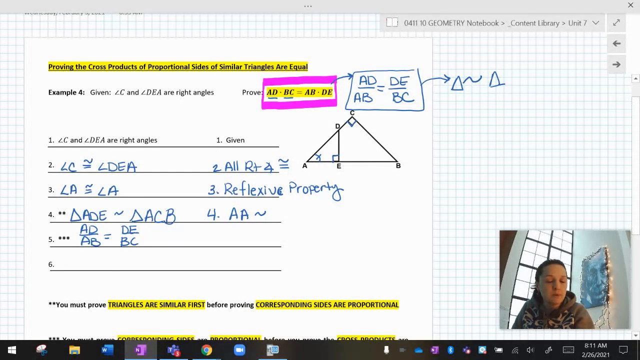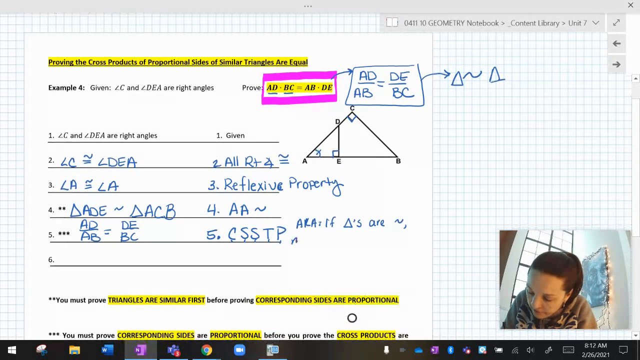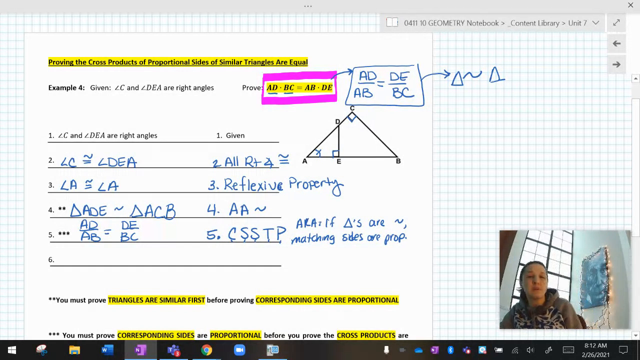How can I do that? Well, if I have similar triangles, proportions are going to be true as long as they're proportions of appropriate sides, and I know that they are. And this is CSSTP. Corresponding sides of similar triangles are proportional. I want you to write an AKA here. AKA, if triangles are similar, matching sides are proportional. That's what that really means. CSSTP in layman's terms is if triangles are similar, their matching sides are proportional.